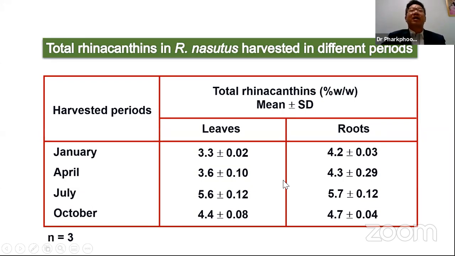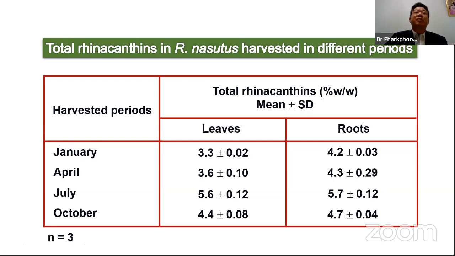And not only the part of the plant affects the quality of the plant extract. In this case, we studied the effect of the period of harvest. We harvested the leaf and the root in different periods, every 3 months, and determined the total linocantin content. You will see that in different harvest periods, the content of the active compound varies, both in leaf and root. So if you do not standardize the extract, you will see that if you use leaf harvested in January, the content of the active compound will be low compared to leaf harvested in July. The leaf will contain a higher content of the active compound.